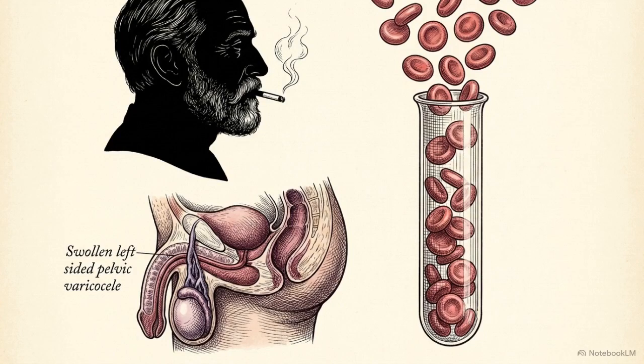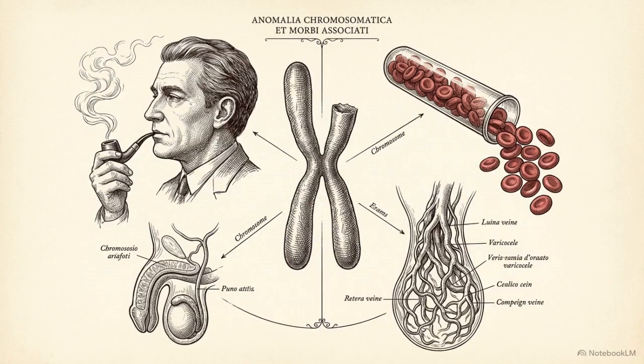If you are presented with a 65-year-old male smoker with an elevated red blood cell count and a new left-sided varicocele, the symptoms point straight to a clear cell carcinoma driven by a chromosome 3p deletion.